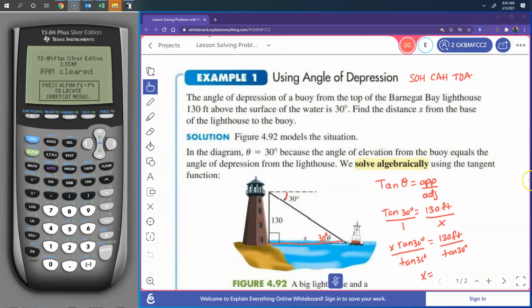So let's go ahead and use our calculator. Make sure that you are in degrees. So I'm going to go to mode. Right now it's in radians, because if we use radians, we're going to get it incorrect. So it's going to be 130 divided by the tangent of 30. So the distance of the buoy to the lighthouse is 225.2 feet.